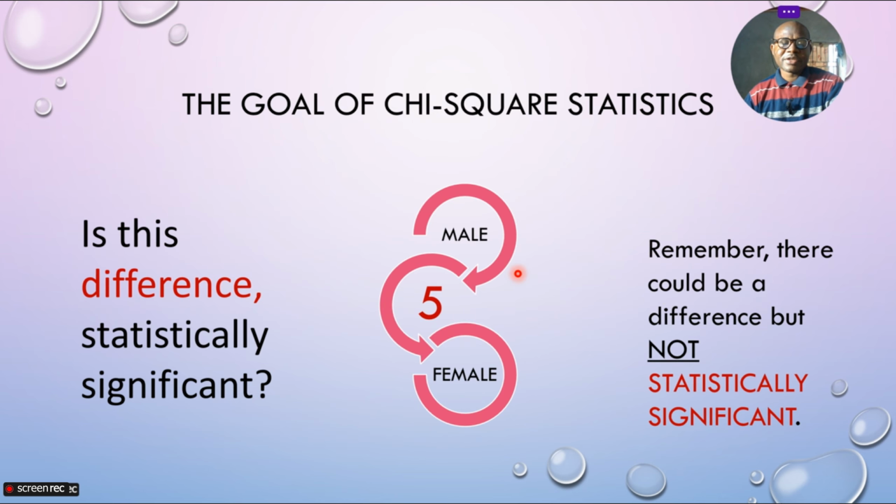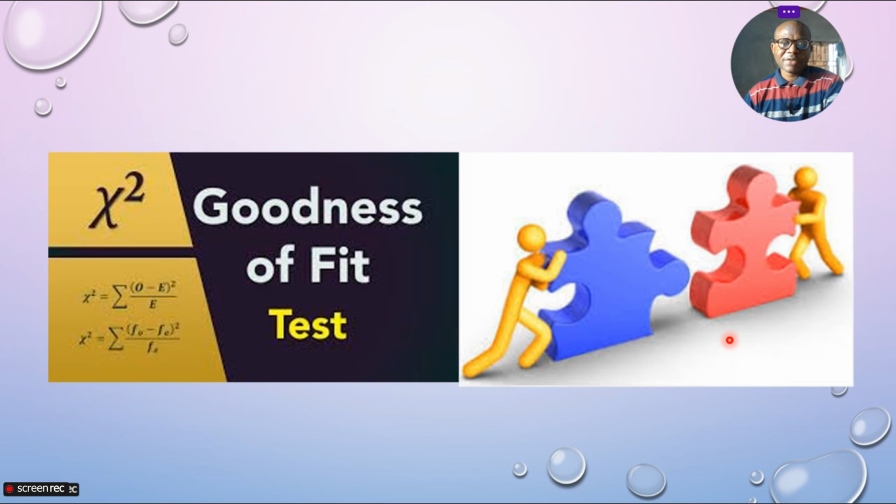Now, the next big question is this: which is the goal of chi-square test? This difference we have established, which is actually 5, is this difference statistically significant? The 5 we have gotten, is this statistically what? Significant. And don't forget that there could be a difference, but that difference may not be statistically significant. The implication is that that difference could have been due to chance. In other words, if you go back to take a sample or a census of that same community, you may likely find something different. So that is the idea of statistical significance.